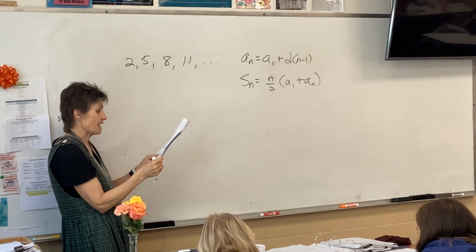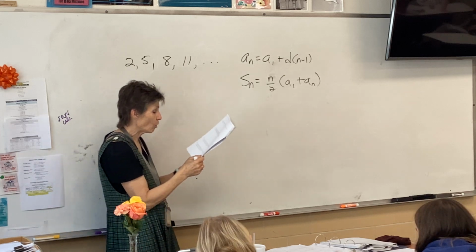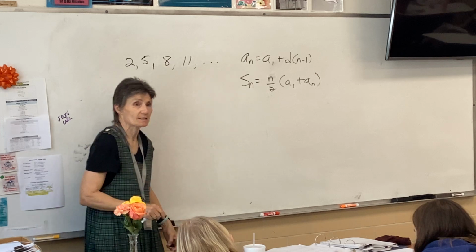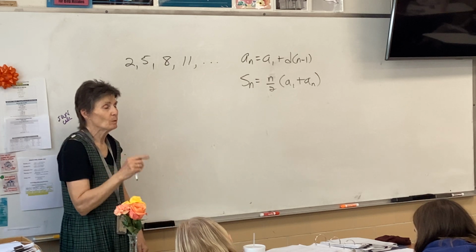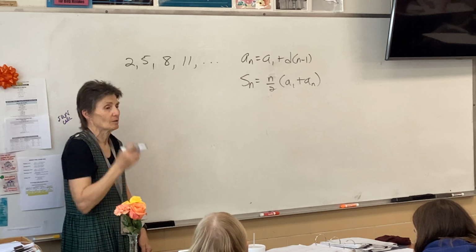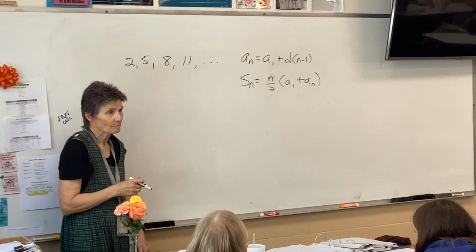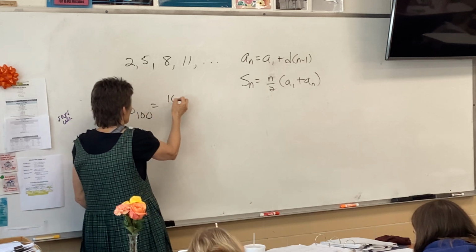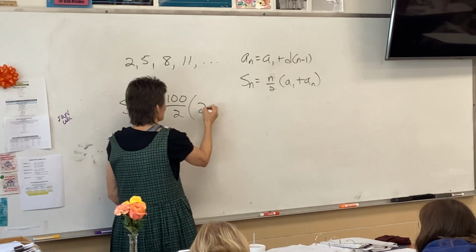All right, what does it say? How many will he have caught altogether if he does this for 100 days? Now, wait a second. How many will he have done altogether? Doesn't that imply I need to add them up? So I'm going to be using S sub 100. That's 100 over 2. The first term was 2.